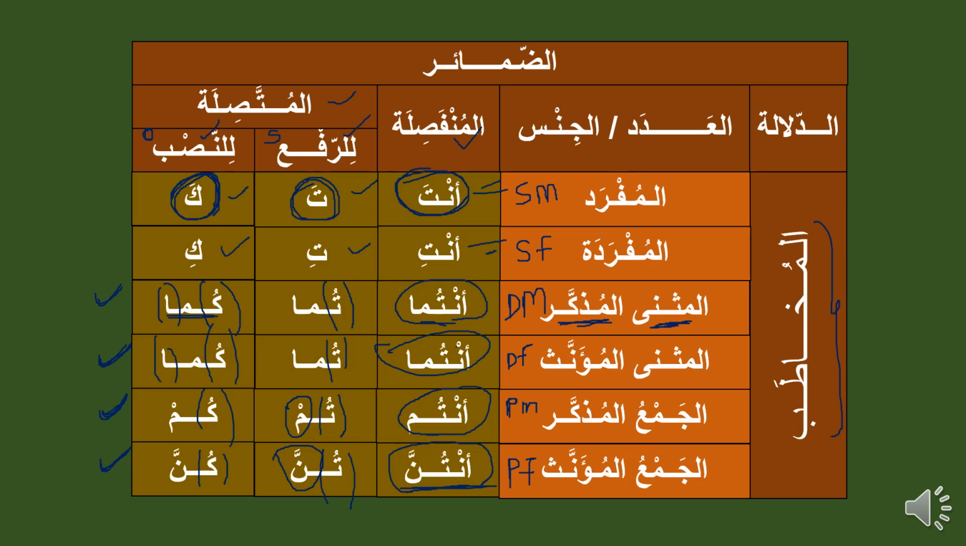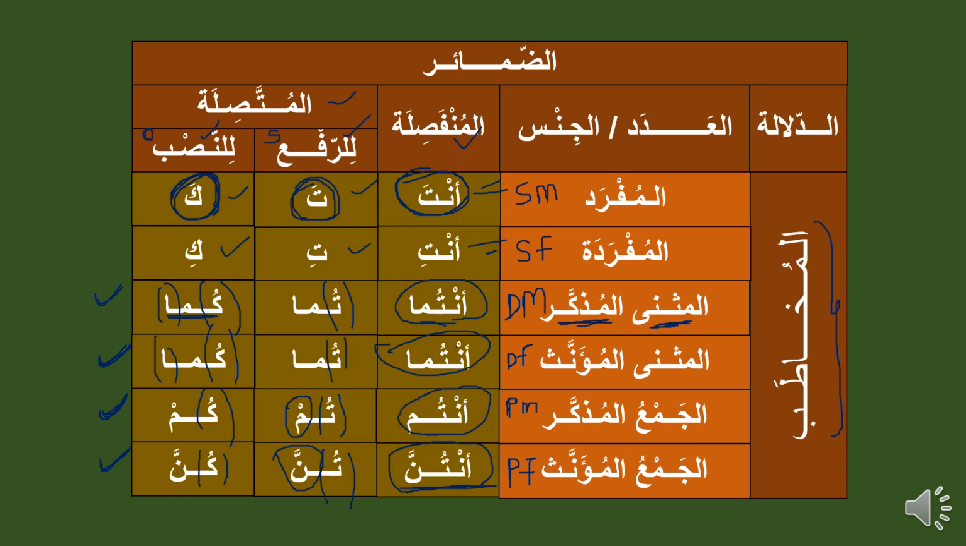So anta, anti, antuma, antuma, antum, antunna. Ta, ti, tuma, tuma, tum, tunna. Ka, ki, kuma, kuma, kum, kunna. So it's very, very simple. Just make sure you are noting them whenever you are seeing them in a book, maybe when reading a book or things like that. Make sure you are getting the meaning of the pronoun, whether it's for the marfu', the mansub, and all that.